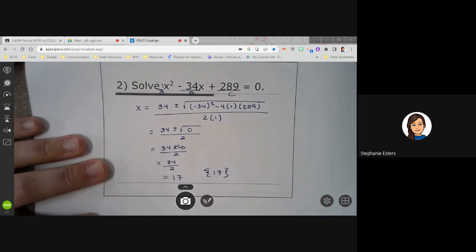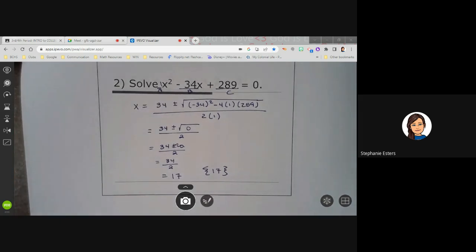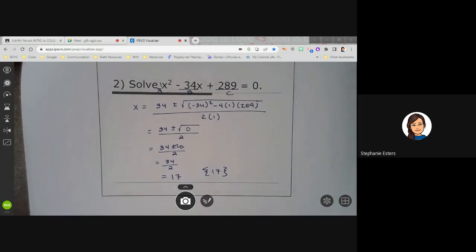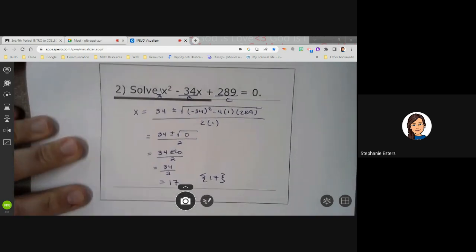Now remember, it is possible to only have one answer. We had one earlier in our factoring lesson where we ended up with, I don't remember what it was, x plus 2 times x plus 2. So we got the same answer maybe. I don't remember if that was the sign, but something like that.